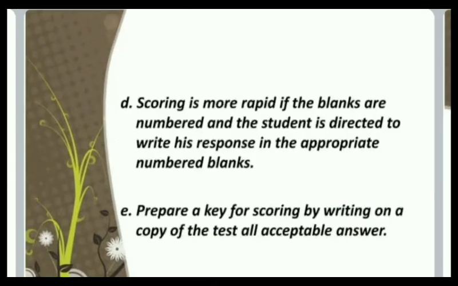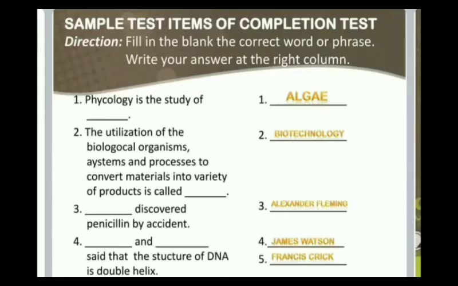And D: the scoring is more rapid if the blanks are numbered and the student is directed to write his response in the appropriate numbered blanks. And letter E: prepare a key for scoring by reading a copy of the test and listing all acceptable answers. And now, here are the sample test items of a completion test. Direction: fill in the blank with the correct word or phrase. Write your answer at the right column.